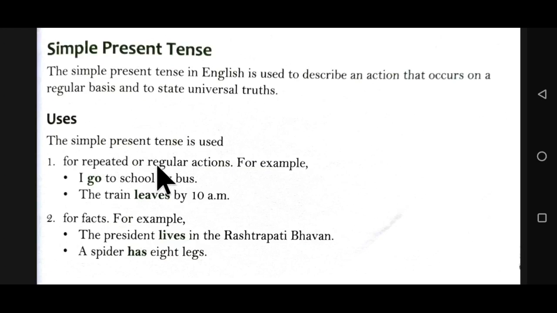Now, the second use of simple present tense is that it is used to show facts. Now, what is a fact? A fact is a thing that is known or proved to be true. For example, a spider has 8 legs. So this is a fact because it is proved to be true. So in such cases, we also use simple present tense.